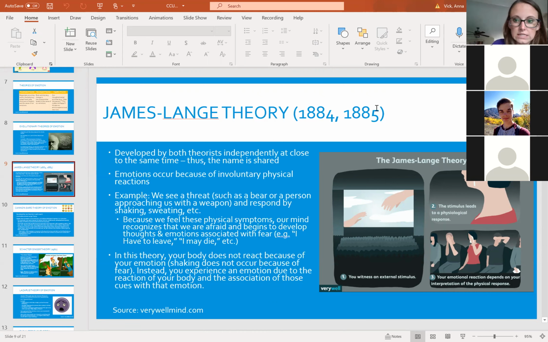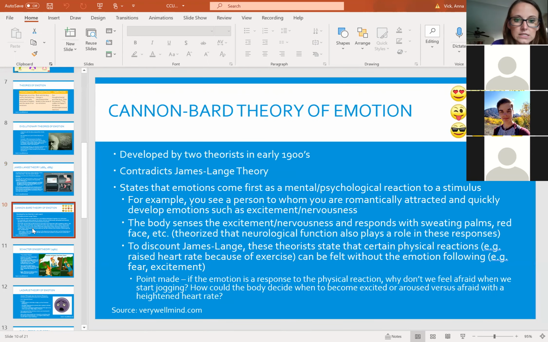This is old. You can see it's from the late 1800s. And then the Cannon-Bard theory came along. And this was in the early 1900s, contradicting that James-Lange theory. The Cannon-Bard theory, which was two different theorists collaborating to develop this, stated that the emotions come first as a mental or psychological reaction to a stimulus.